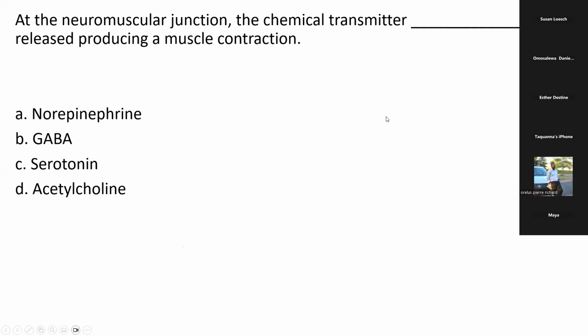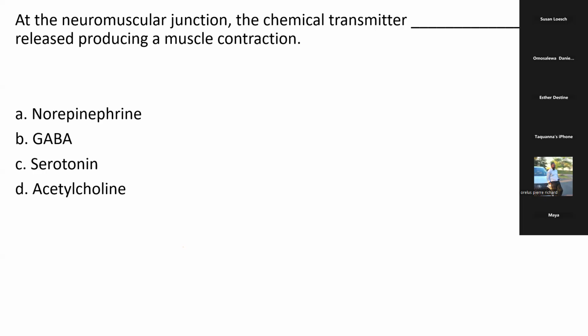At the neuromuscular junction, the chemical transmitter blank is released to produce a muscle contraction. D. Acetylcholine. Okay. Serotonin we see in things like depression when it's too low. If it's beefed up, then normally people are upbeat. If it's really beefed up, we could see mania. GABA, GABA dabba doo. Fred Flintstone's relaxed. When we have enough GABA, we typically don't have things like anxiety and seizures. Not enough could contribute to that.